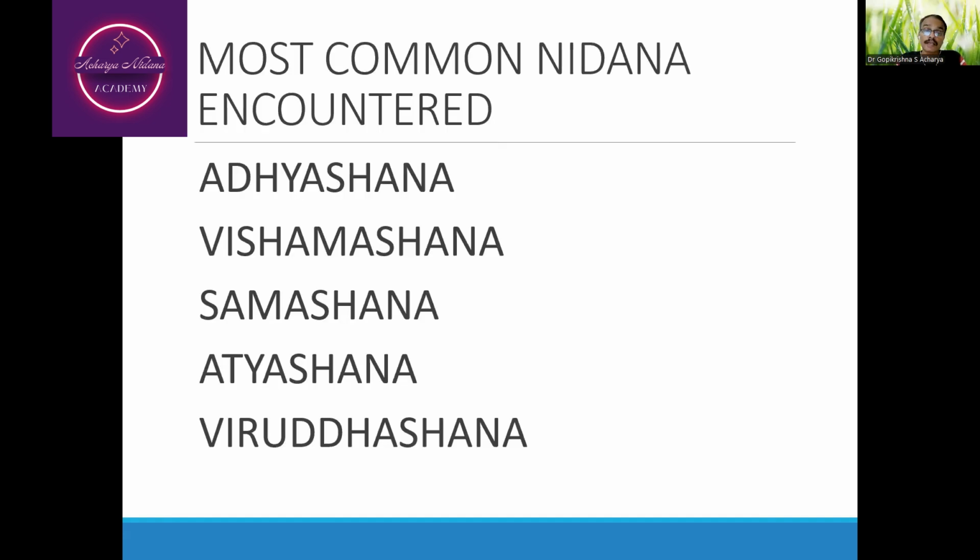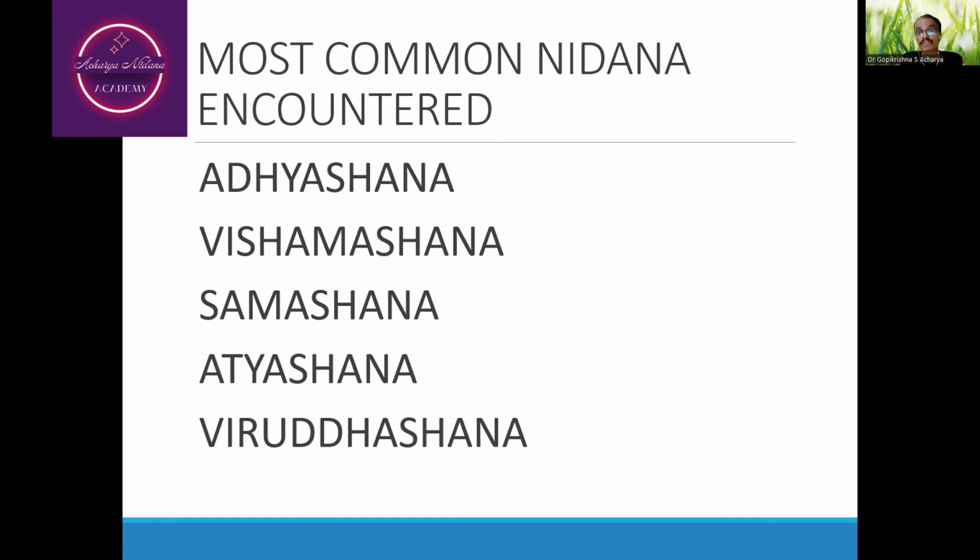The most common Nidana that are going to be encountered in the human body in terms of the abnormal functioning of Agni are Adhyashana, Vishamashana, Samashana, Atyashana, and Viruddhashana. Adhyashana refers to Bhuktasya Upari Bhojanam. When the person consumes food and within a matter of 2 hours takes food again, that is considered to be Adhyashana, wherein part of the previous food is present in the stomach itself.